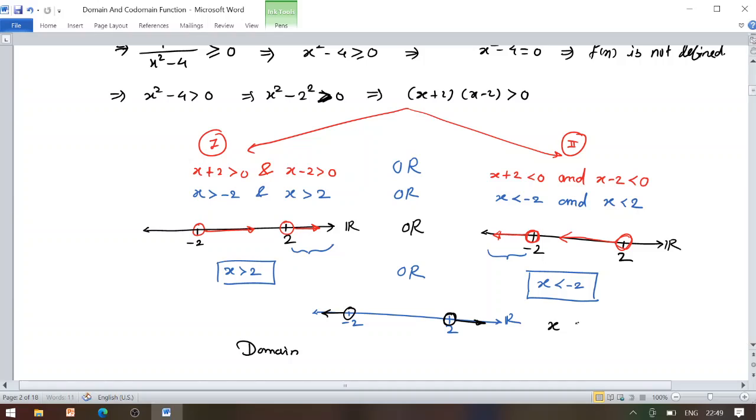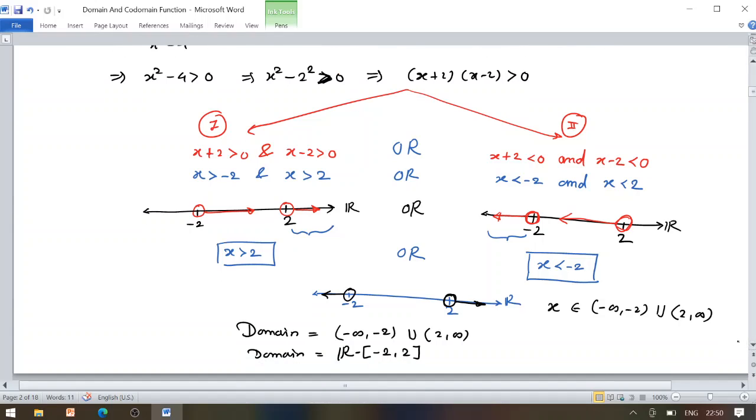values of x. So x should belong to the open interval minus infinity comma minus 2 union 2 comma positive infinity. So the domain of the given function becomes the open interval minus infinity comma minus 2 union 2 comma infinity. Or you may write the domain is of the form set of all real numbers excluding the closed interval minus 2 comma 2.